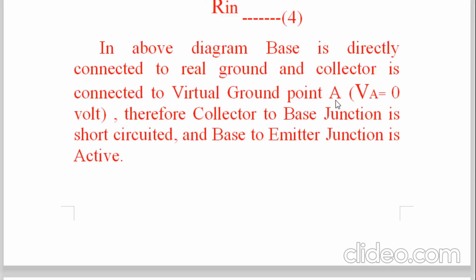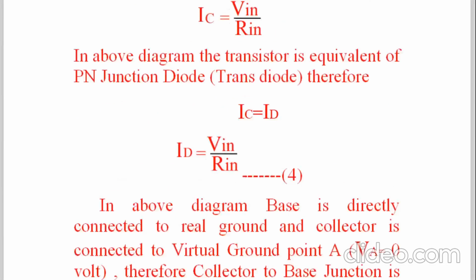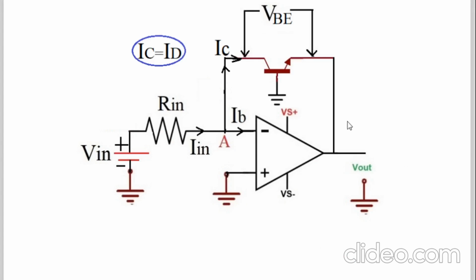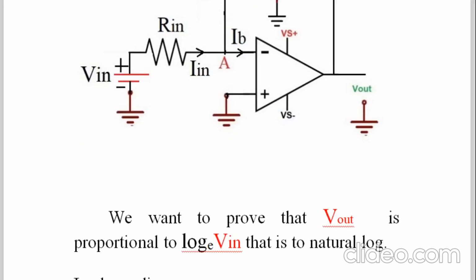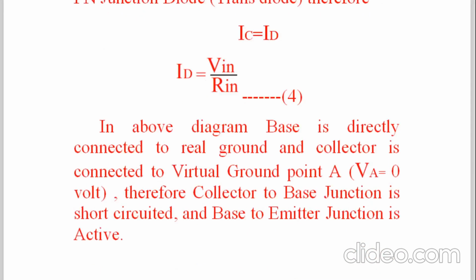and collector is connected to virtual ground point A. That is what I told you. In the above diagram, base is directly connected to the real ground and collector is connected to the virtual ground point A. VA is equal to 0. Therefore, the collector to base junction is short circuited and the emitter to base PN junction is not short circuited, that is active. So that is what we have given here only.